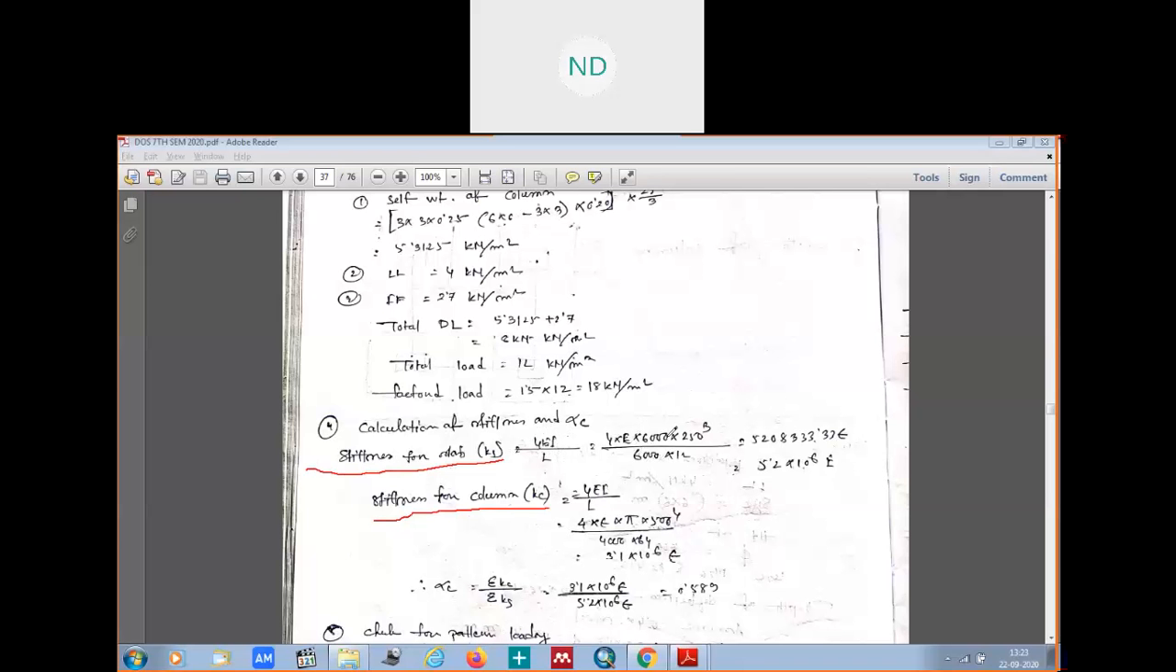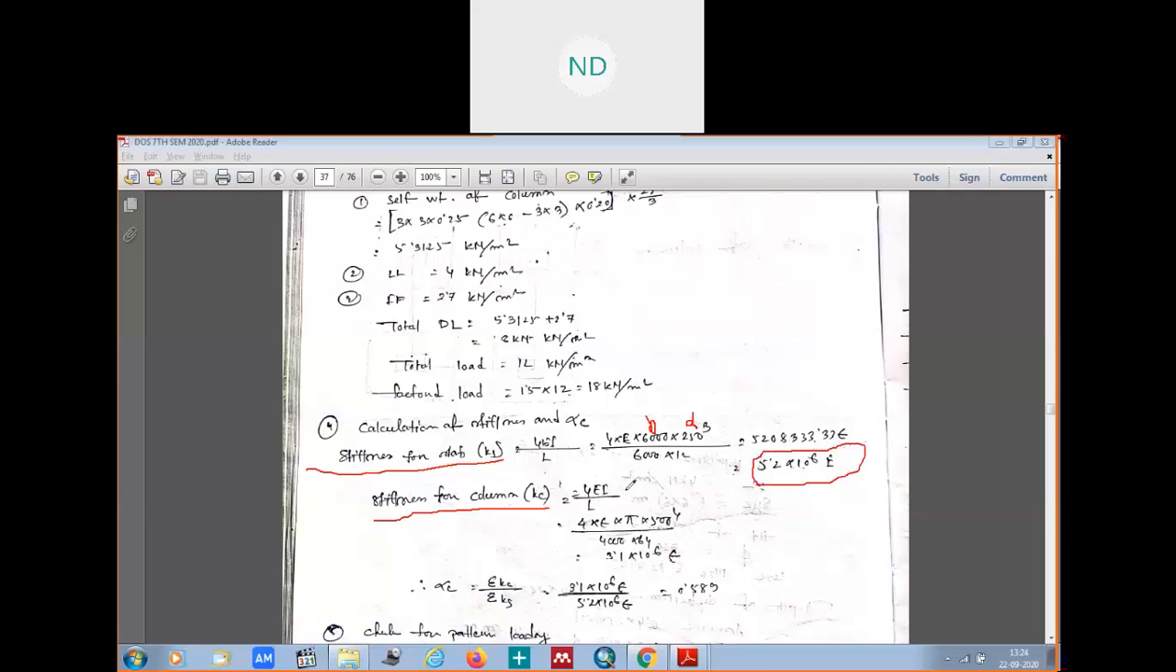It is bd cubed by 12. You know your bd cubed. B is 6000 because both sides it is same, 6000, 6000. So this is only your B. This is your D, the depth of the slab with the drop. Okay, bd cubed by 12. So we got our stiffness of the slab to be 5.2 into 10 to the power 6 E. Now what is the stiffness of the column?